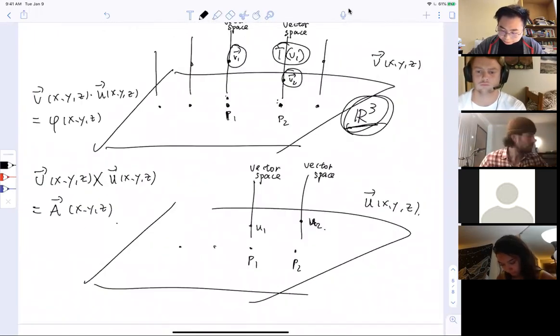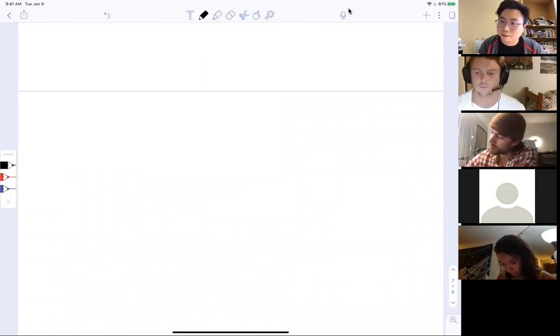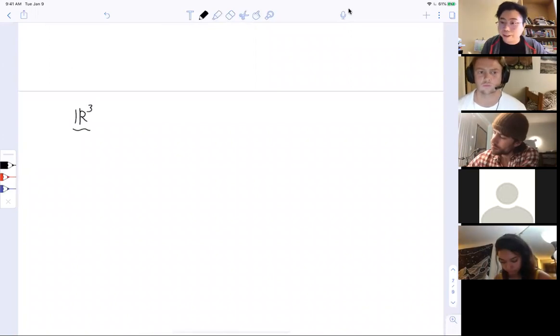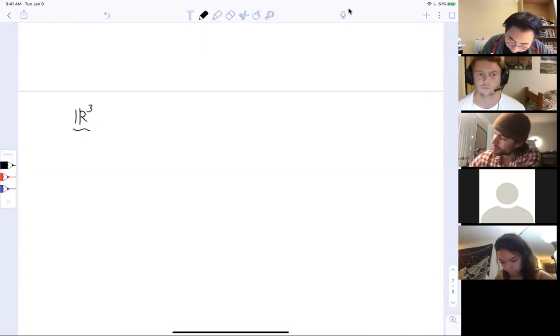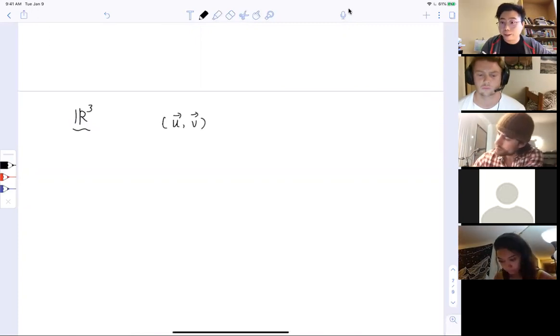So what is the difference between the upper index and lower index? Yes, that's correct. In our case, in 3D, there's no difference. The reason is quite simple. Whenever we talk about product, we need to go back to this kind of inner product.